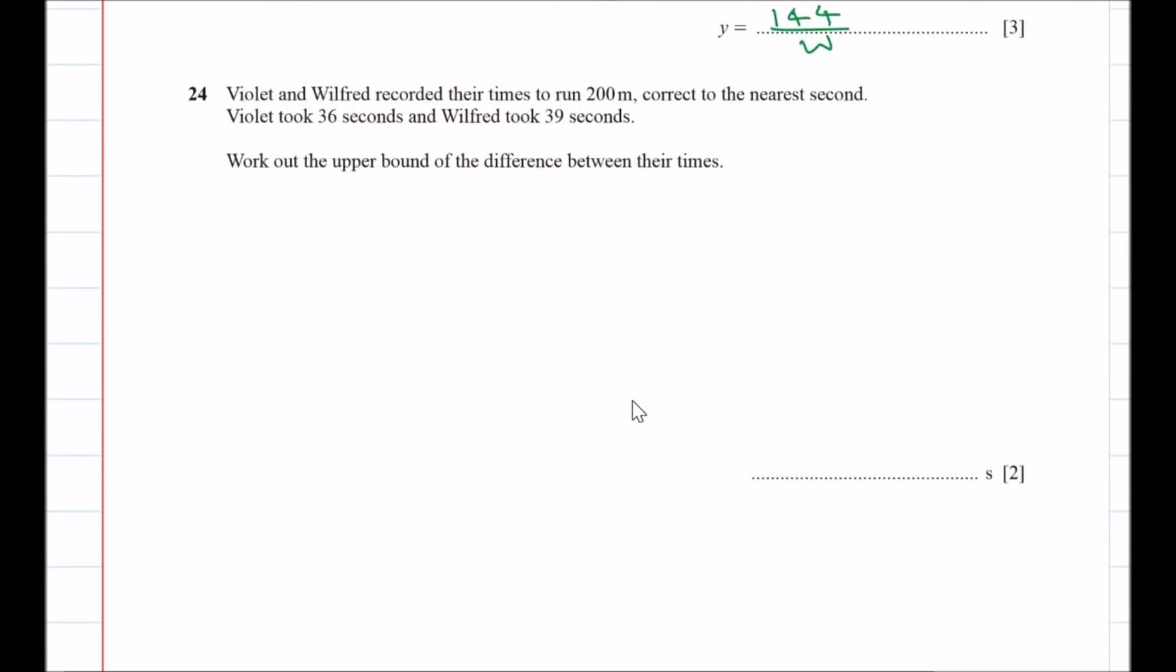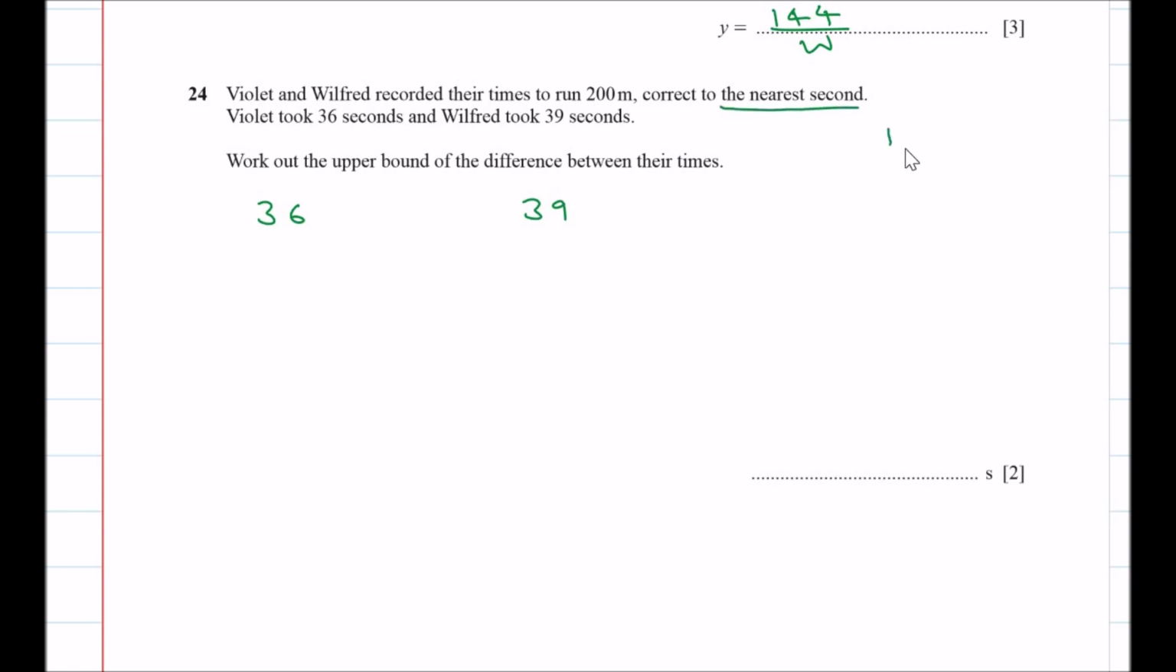Now we have a question from upper bound, lower bound. Violet and Wilfred recorded their times to run 200 meters correct to the nearest second. Violet took 36 seconds and Wilfred took 39 seconds. Work out the upper bound of the difference between their times. So we have 36 seconds and 39 seconds. And it is correct to the nearest second.